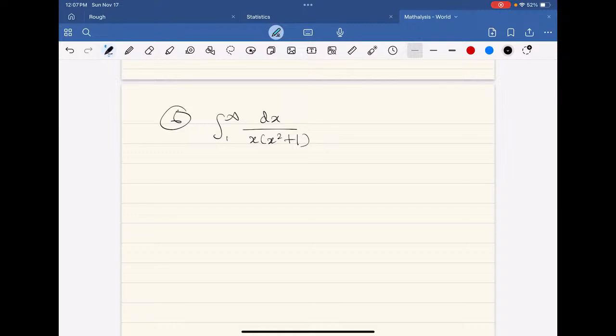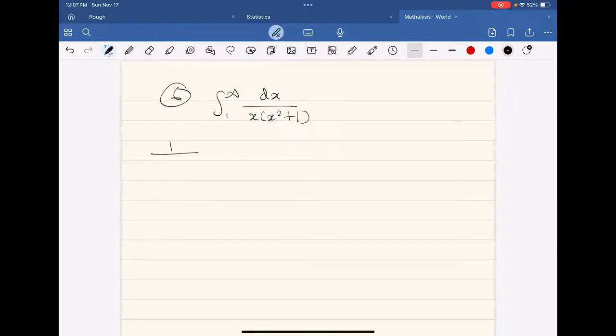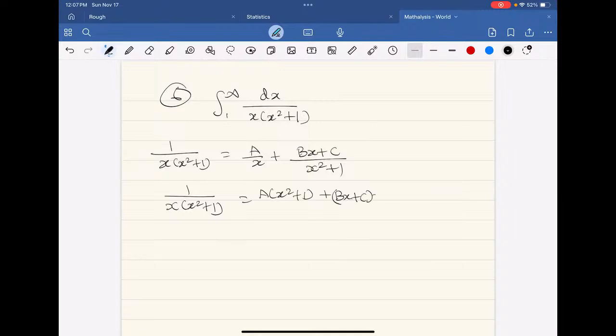To solve this one, first of all, let's break this into partial fractions. So 1 by x times x square plus 1, I can break it into a by x plus bx plus c by x square plus 1. Now this will just be a times x square plus 1 plus bx plus c times x, divided by x times x square plus 1, and the denominators are the same so they cancel.